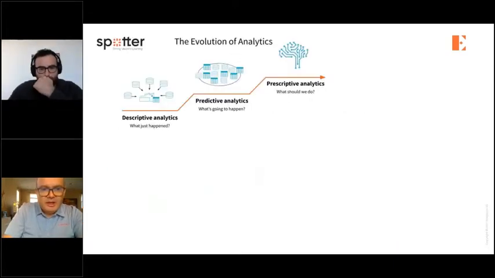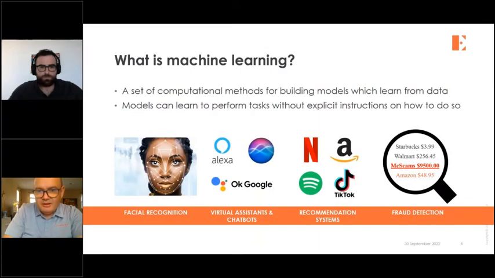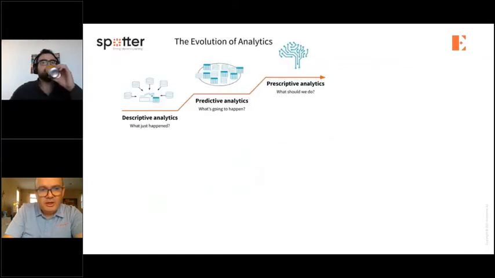And the next thing we wanted to tell you a little bit about is where the oil and gas industry stands in all this. In other industries, we know that machine learning and artificial intelligence is used. But where do we stand in oil and gas?